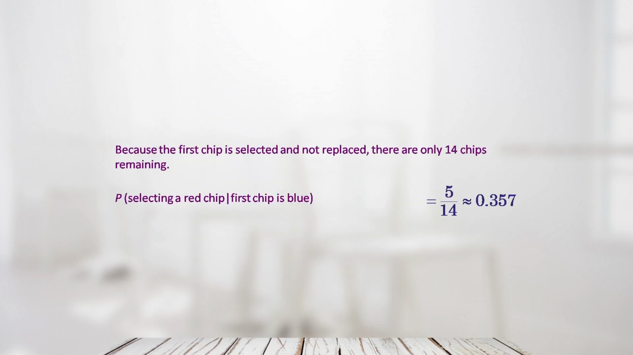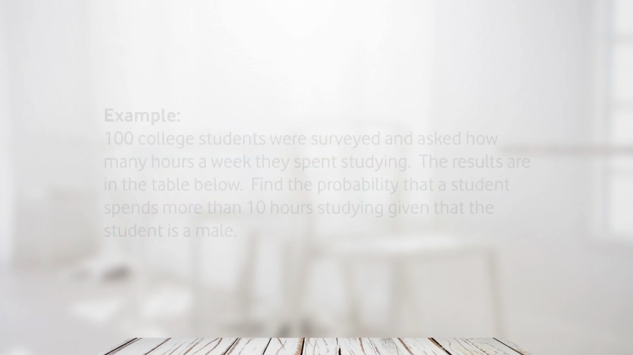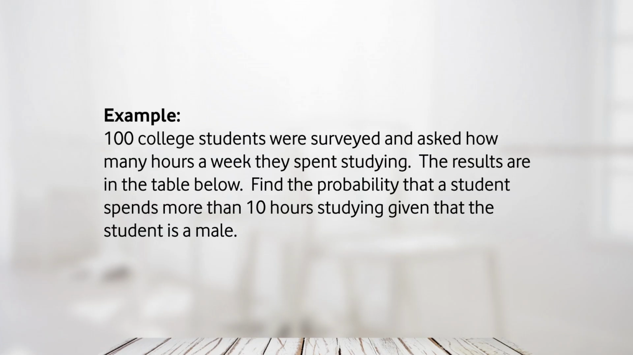Because the first chip is selected and not replaced, there are only 14 chips remaining, and as far as selecting a red chip is concerned given that the first chip is blue, the answer is 5 by 14, which comes to 0.357. So that is conditional probability, and there are some more examples of conditional probability.